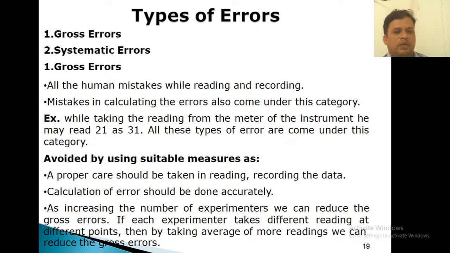As a suitable measure, proper care should be taken in reading and recording the data. The calculation of error should be done accurately. By increasing the number of experiments, we can reduce the gross errors. We take a number of readings, and we check the different readings against theoretical formulas. By checking that, we can calculate the errors, and errors can be minimized. If each experimenter takes a different reading at a different point, then by taking the average of more readings, we can reduce the gross errors.